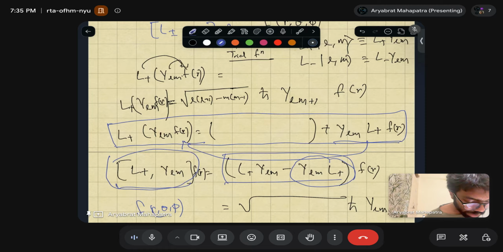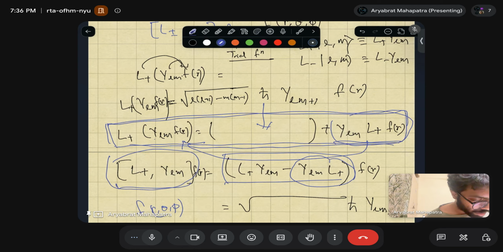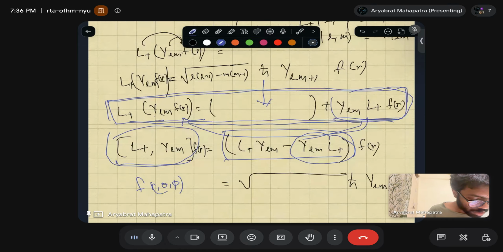What I'm saying is, if you have the commutator and you are able to write this line, L plus Y_lm acting on some trial function f, then you can write what happens when L plus acts on Y_lm. So this is basically this thing plus Y_lm L plus f of r theta phi. And if I take this on the left hand side, this becomes the commutator on the left hand side. Did you get my point?